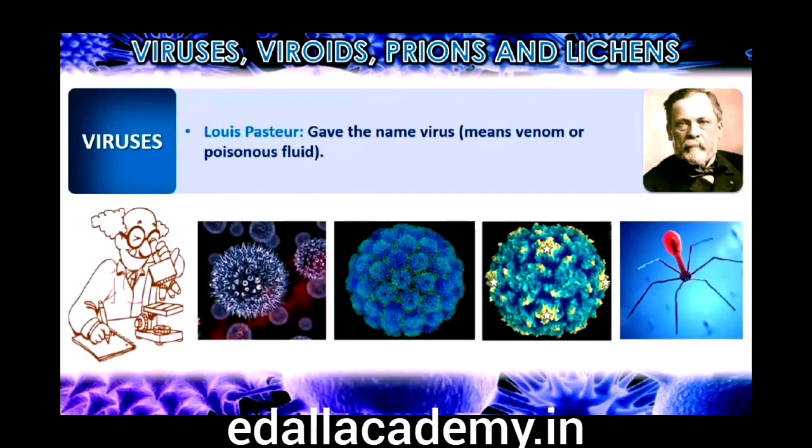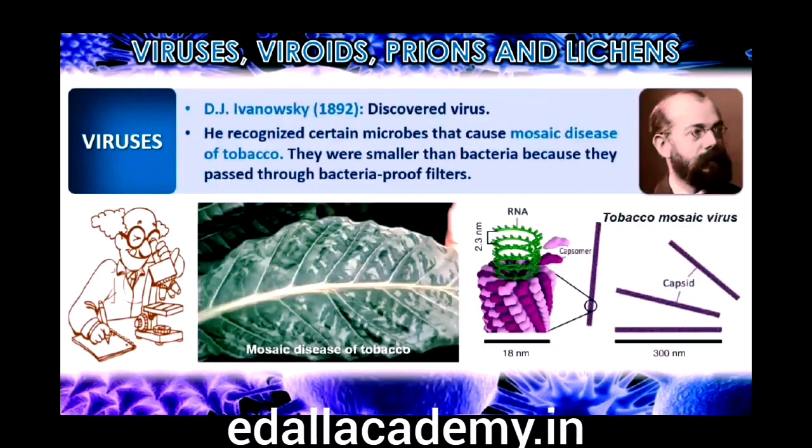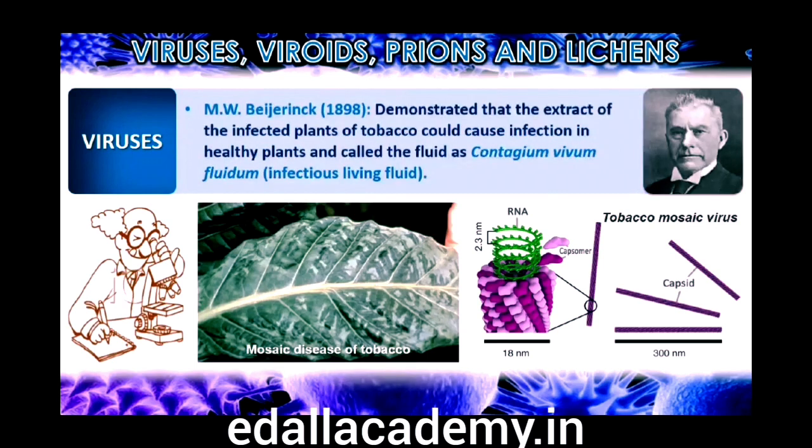The name virus, that means venom or poisonous fluid, was given by Pasteur. D.J. Ivanovsky, 1892, recognized certain microbes as causal organism of the mosaic disease of tobacco. These were found to be smaller than bacteria because they passed through bacteria-proof filters. M.W. Beijerinck, 1898, demonstrated that the extract of the infected plants of tobacco could cause infection in healthy plants and called the fluid as contagium vivum fluidum, infectious living fluid.